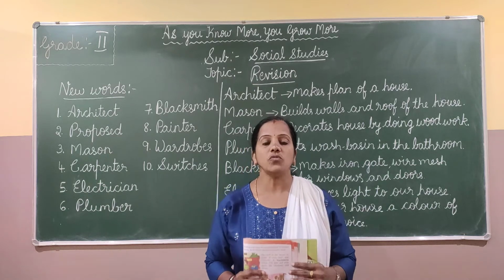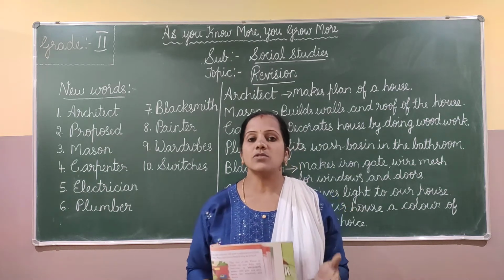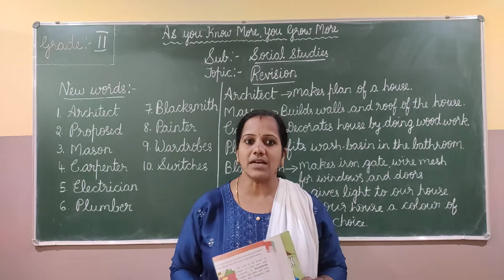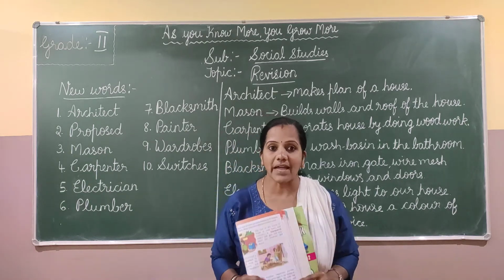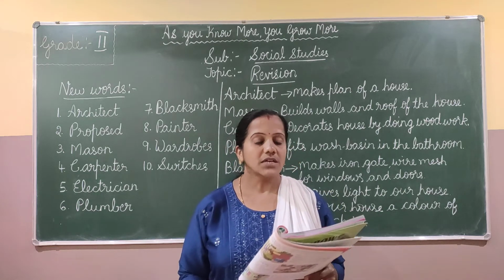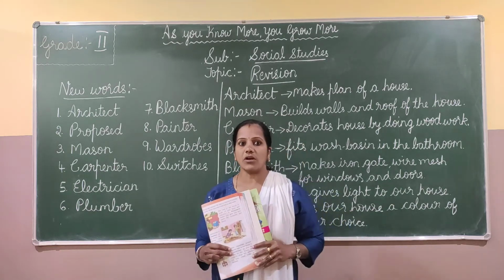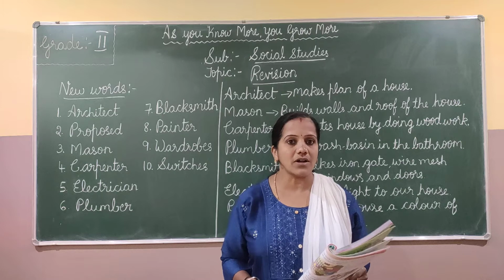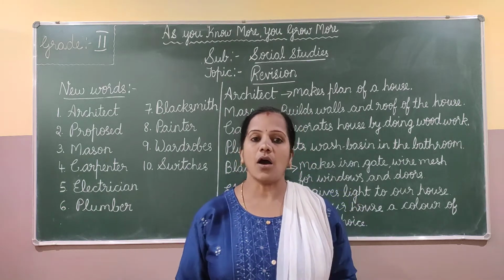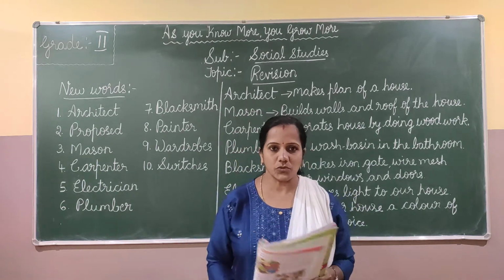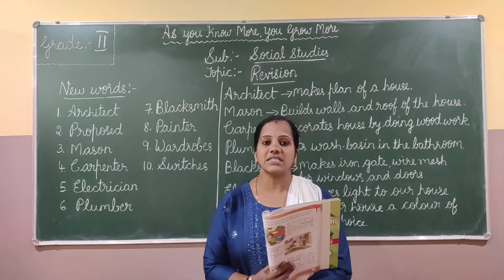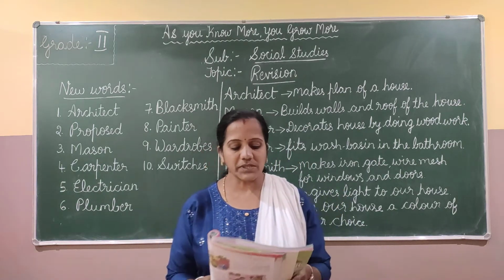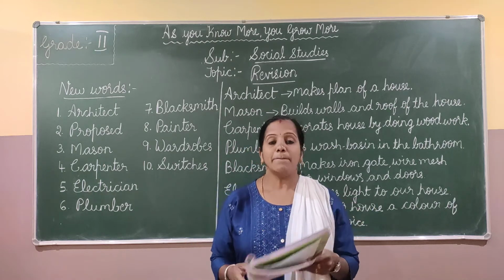So first, what do we need? It's a plan. Who makes a plan to build a house? The architect makes a plan to build a house. So the plan, what do we call? The map, what is it? It is called a plan, and the house is built according to that. Is it?